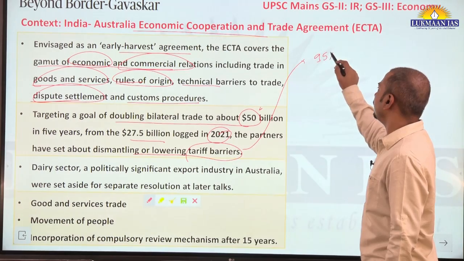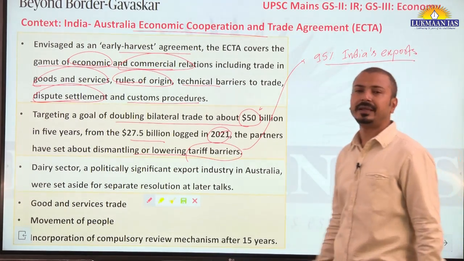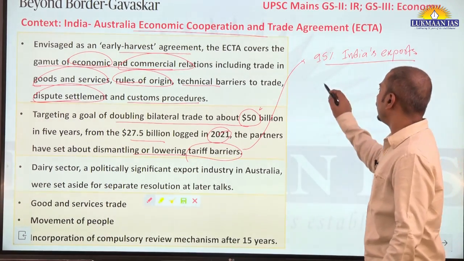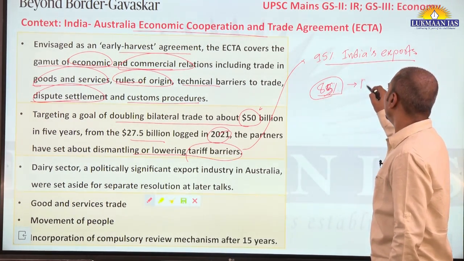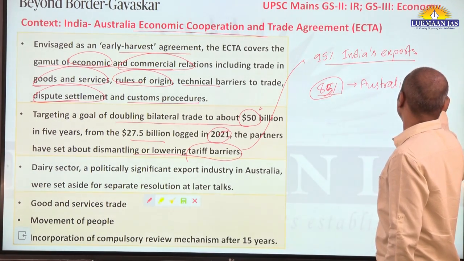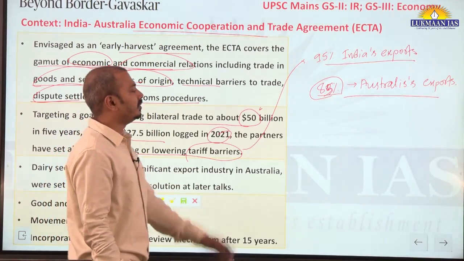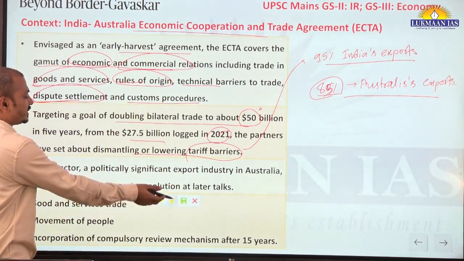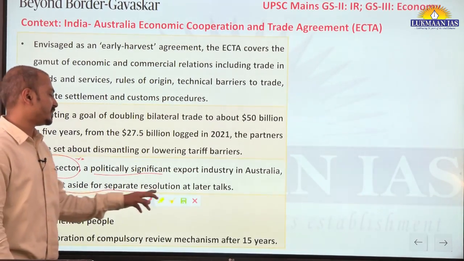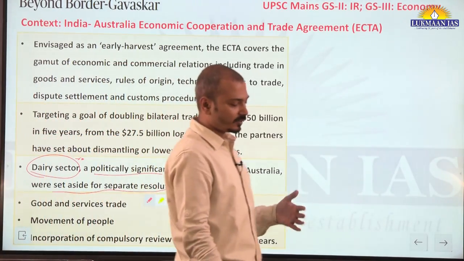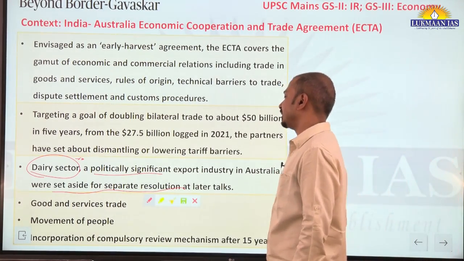So around 95% of India's exports will have tariff-free entry into Australia, especially the labor-intensive goods, while around 80 to 85% of Australia's goods exports into India will have lower tariff or no tariff. So this is how they are trying to reduce the tariff barriers. Talking about a specific sector, as it is an early harvest agreement, contentious sectors like the dairy sector, a politically significant export industry in Australia, were set aside for separate resolution at later talks. Okay, it is also a cause of concern for Indian dairy farmers. So that's why it is going to be a separate area of discussion and negotiations further.